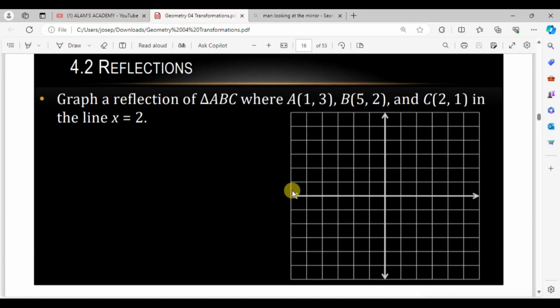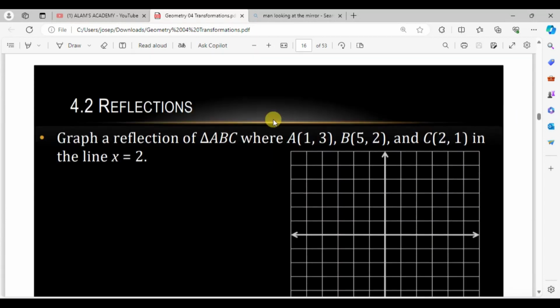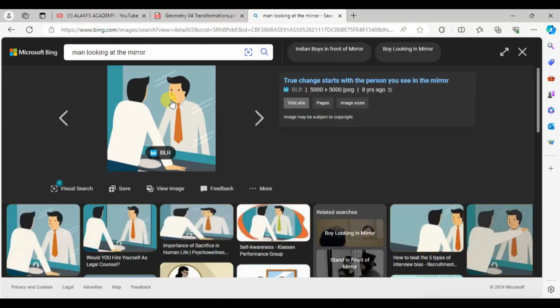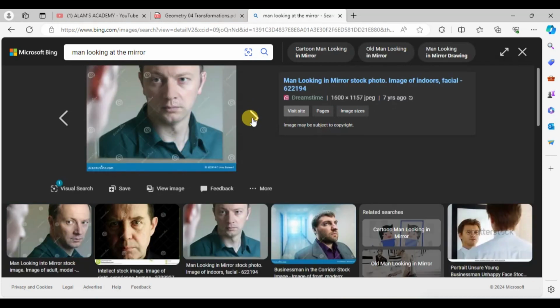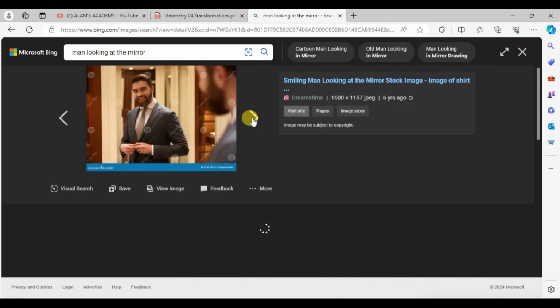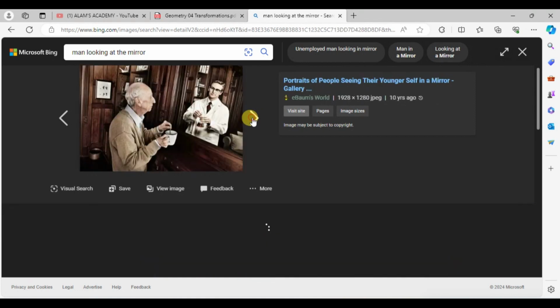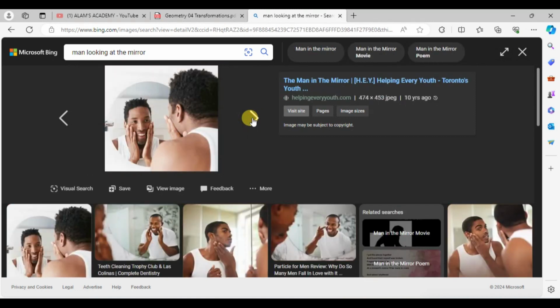Okay, reflection lines. When we talk about the mirror, which is the reflection line, let me take an example from this figure. Now you see this man standing here looking through the mirror. So the distance of himself, this is the object himself, and the image is the one inside the mirror. The distance from the object to the mirror is the same as the distance from the mirror to the image. Let's see another one. Look at the man looking at the mirror. So there are a lot of examples that we can just look at.